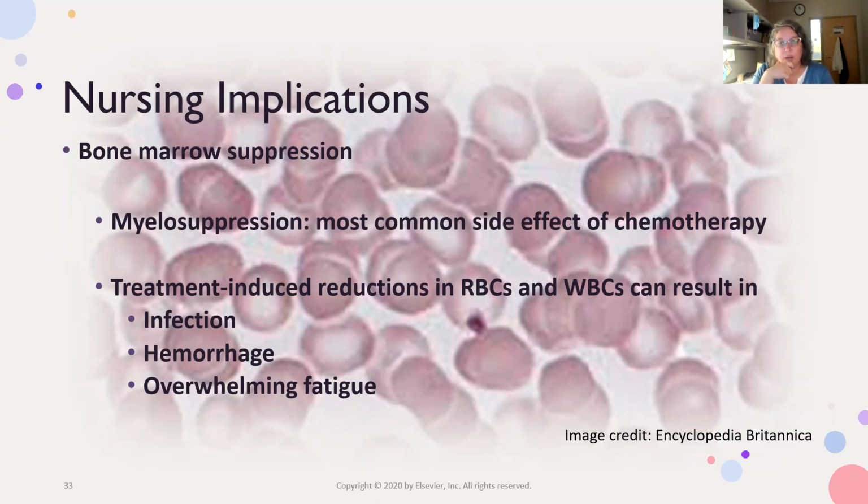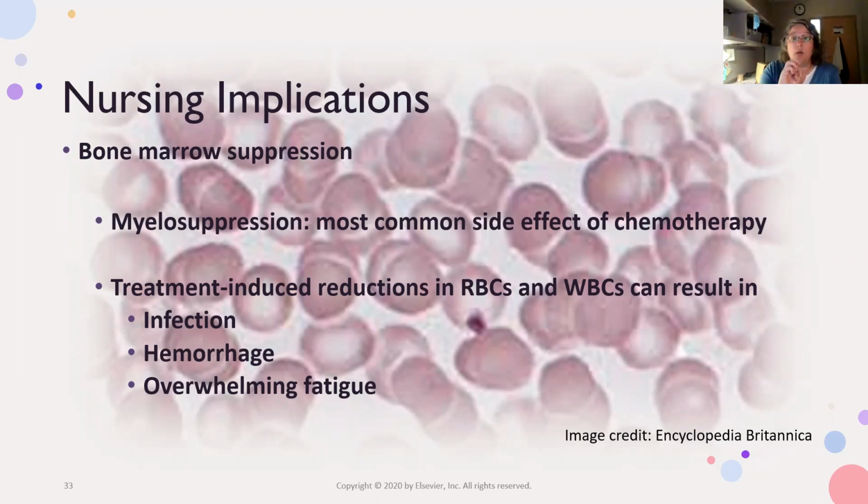So myelosuppression is the most common side effect of chemotherapy, just putting it out there. And the major difference in manifestations between radiation and chemotherapy is that with radiation, which is a local therapy, only the bone marrow within the treatment field will be affected. Whereas with chemotherapy, which is a system-wide intervention, it affects the bone marrow function throughout the body.